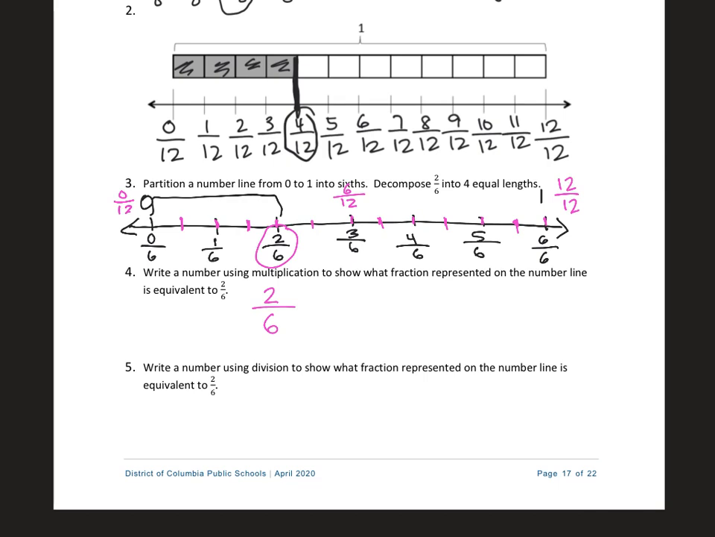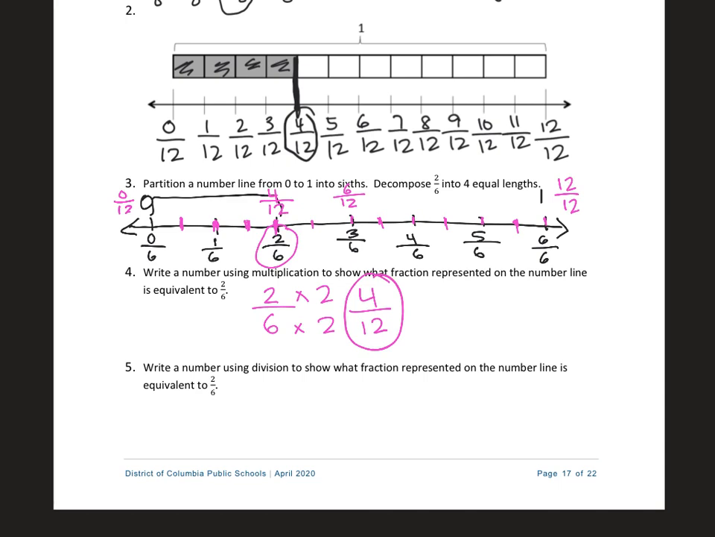Okay, so we have 2/6, and we know that here we had 0 twelfths and 6 twelfths. So we have 1 twelfth, 2 twelfths, 3 twelfths, 4 twelfths. So that means 4 twelfths is going to be the same as 2/6, and now we need to write a multiplication sentence. Right, so 2 times what gives me 4? I know 2 times 2. And 6 times what gives me 12? I know it's 2. All right, so now we've written our multiplication sentence. 2/6 times 2/2 is going to give me 4 twelfths.